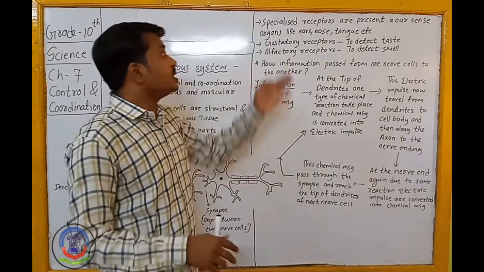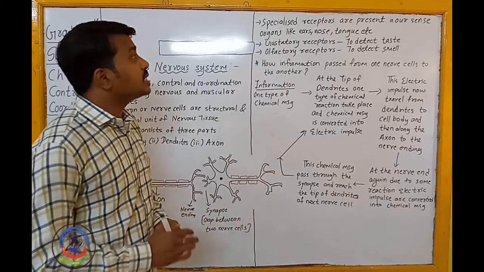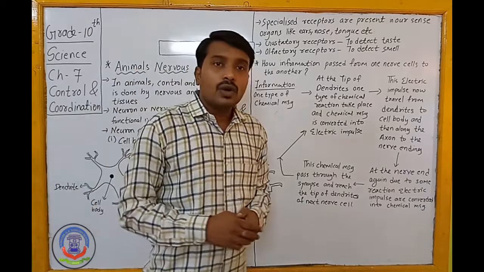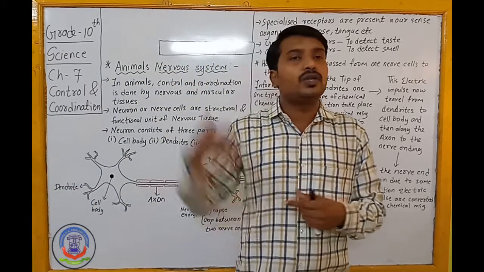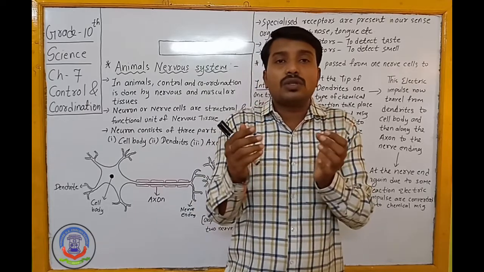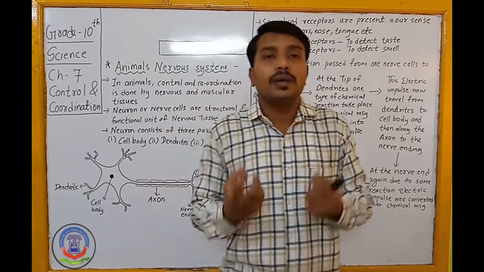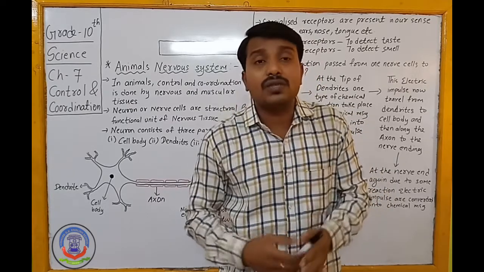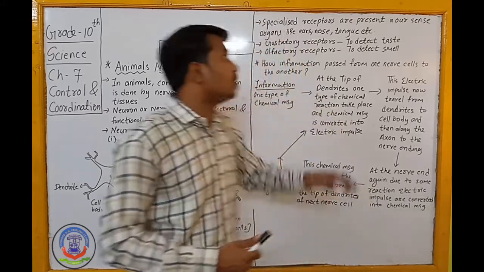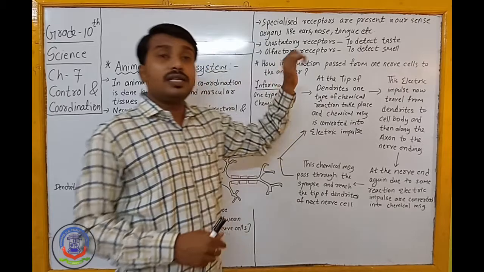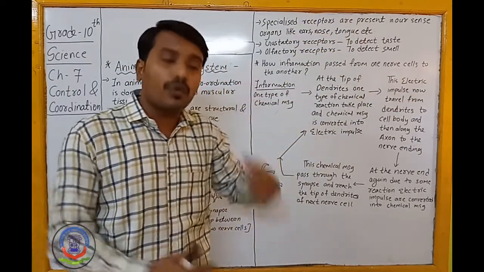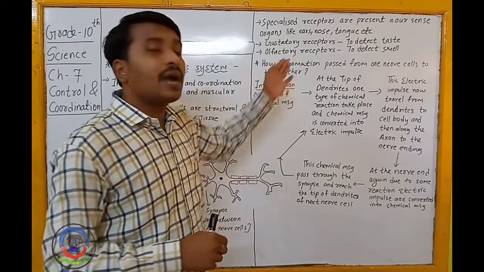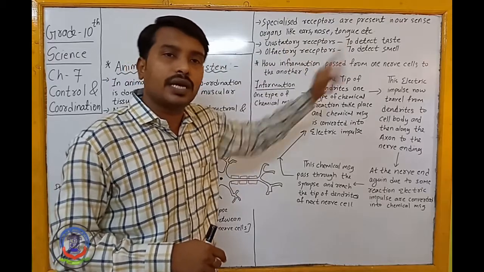Now, you can see some of the points I have written here, that is specialized receptors are present in our sense organs like ear, nose and tongue. Nerve cells are there to carry the message from one part of the body to the brain. But what are those things which receive this message from the body parts? The things which receive the message from the body parts are known as receptors. These receptors receive the message from the whole body and carry that message to the brain by means of nerve cells, and they are present in our sense organs like ear, nose, tongue, etc.